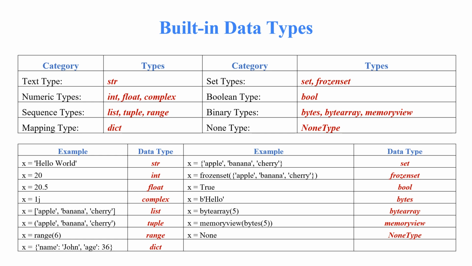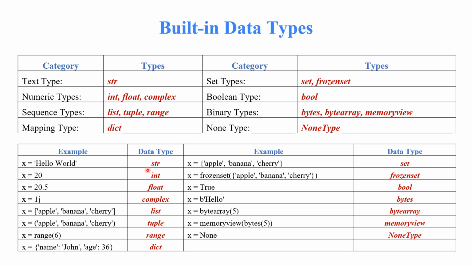I've made it in tabular form. Here there are two columns, categories and types. The first is the text type, which deals with strings, called str. Next are the numeric data types, which deal with numbers: integer, float and complex numbers. And next are the sequence types, which deal with list, tuple and range. We'll see all of these with examples in the forthcoming slides.